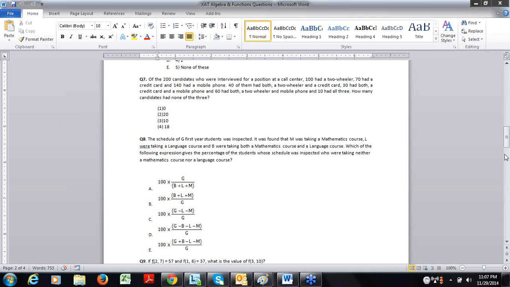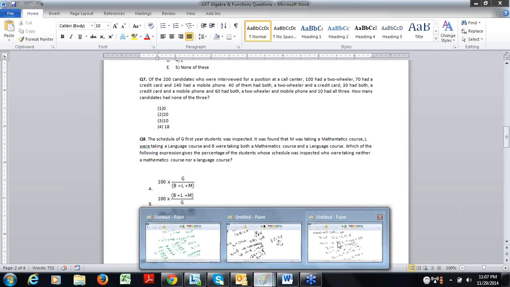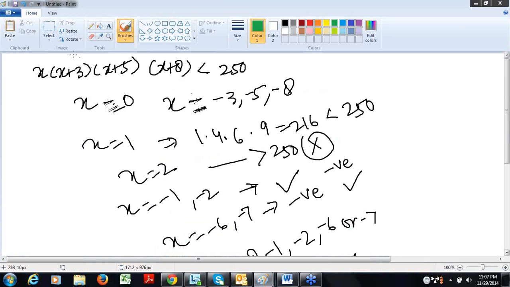Okay, Abhinav, see why we have gone to -6 and -7 directly. See, this inequality has to be negative. If it is negative, it works fine, because if it is saying less than 250, that means it needs to be negative. It will work fine for us. So if you see that -6 and -7 will give it a negative flavor.